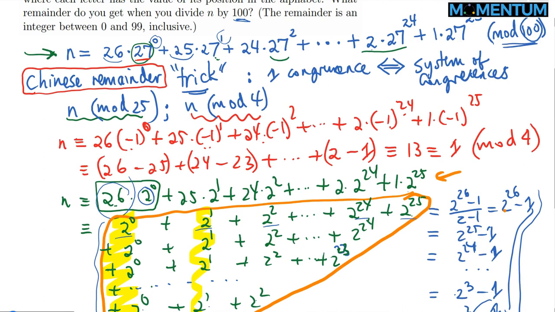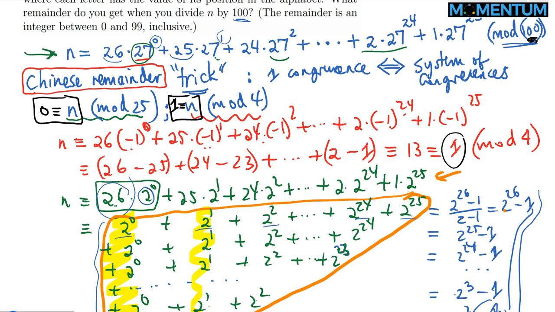So n is congruent to 0 modulo 25. It is congruent to 1 modulo 4. So as a result, what would be the smallest number which is 1 modulo 4 and 0 modulo 25 at the same time, right? Do you guys agree? The answer by Chinese remainder theorem, because we are investigating mod 100, there exists one answer, right?